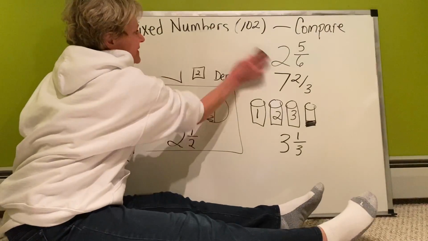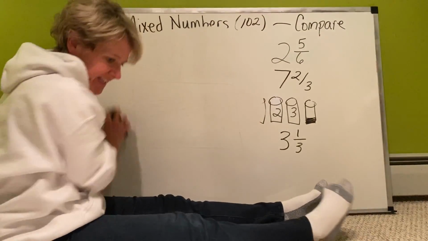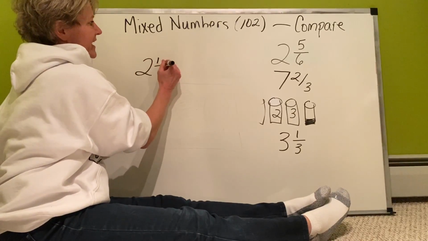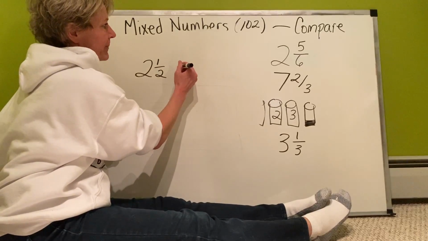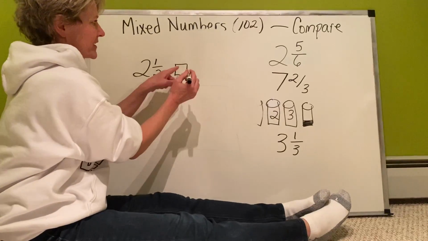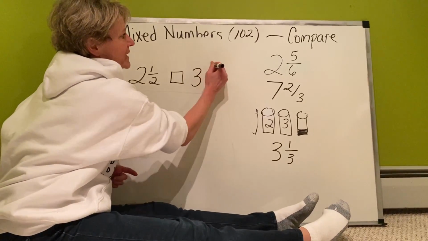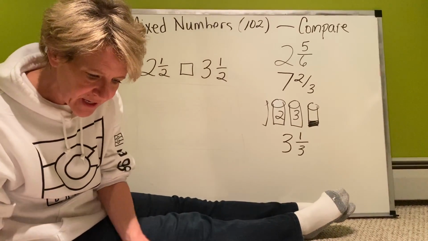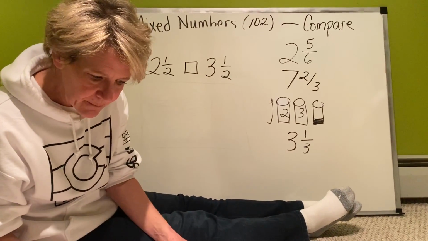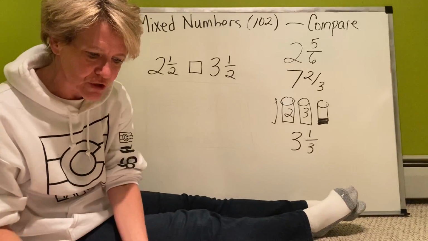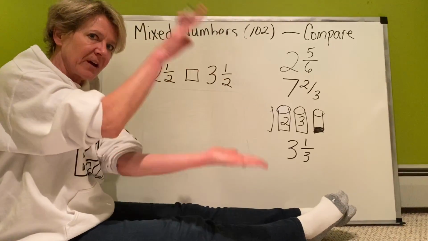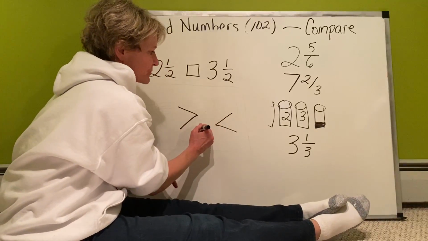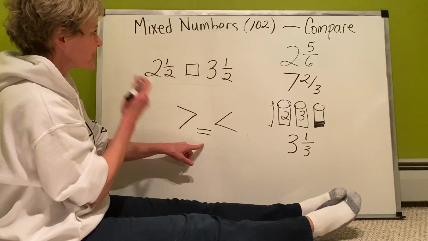When you compare mixed numbers, the easiest ones are going to look like this. Let's say 2 1/2, and you want to compare it, I'm going to put a box here, to 3 1/2. This is where I'm jumping ahead a little bit, but this is where we're going to use those symbols where the mouth opens up for the bigger side, or sometimes we say it's equals. Remember these?